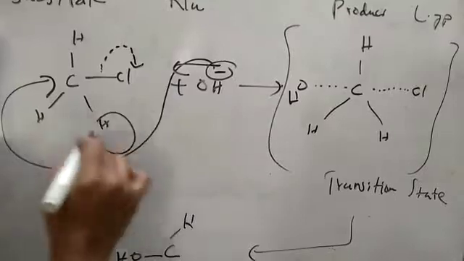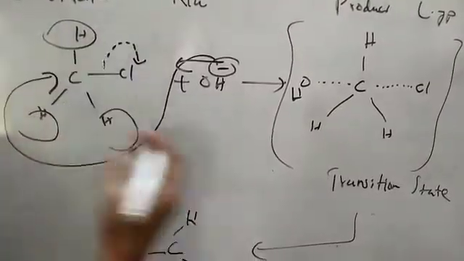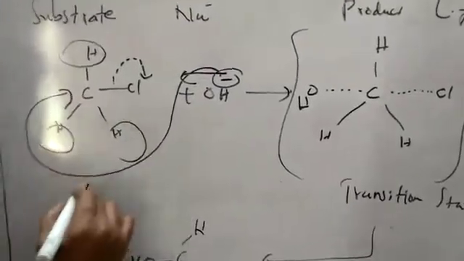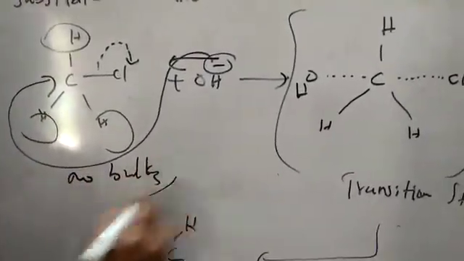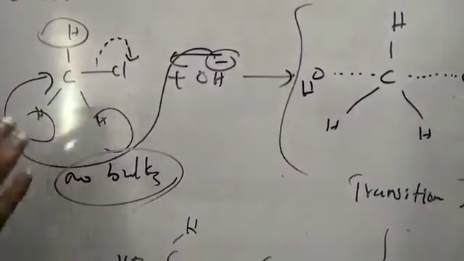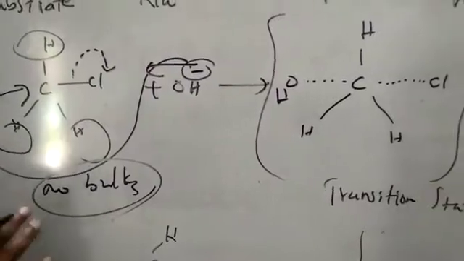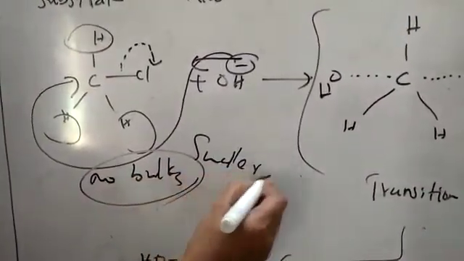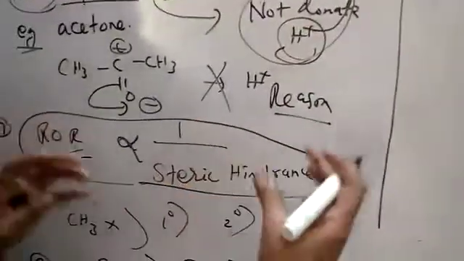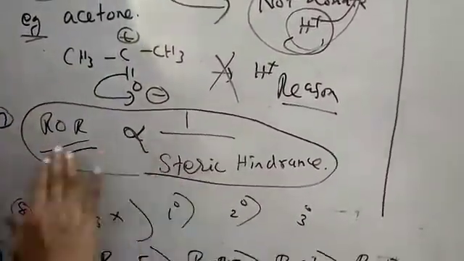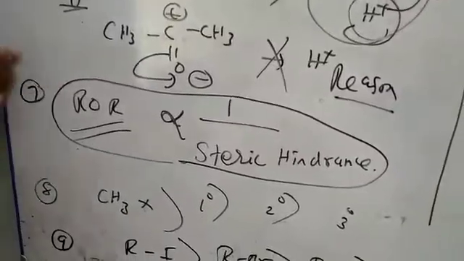So if you have a bulky group here, the rate will be reduced. There should be no bulky group. If it is bulky, it is called steric hindrance. No bulky group means the steric hindrance is less. So this group should be smaller. Then only the rate will be faster. Now let us see, children, if you have a bulky group, the rate will be slower. So this decides the rate of the reaction in SN2.